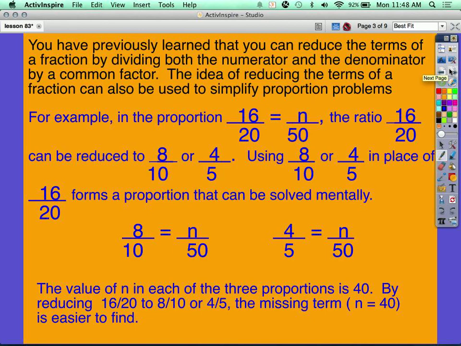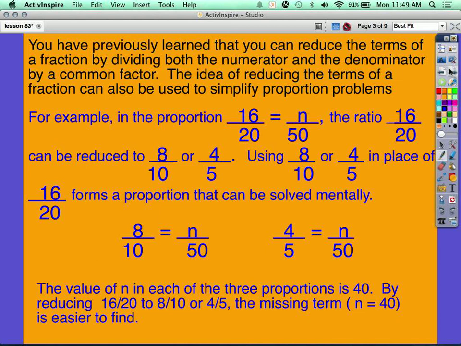You've previously learned that you can reduce the terms of a fraction by dividing both numerator and denominator by a common factor. The idea of reducing the terms of a fraction can also be used to simplify proportion problems. So for example, if we have 16 is to 20 as n is to 50, 20 doesn't go to 50 very easily, so what we're going to do is reduce in order to enlarge it. So 16/20 can be reduced to 8/10 or even to 4/5. Using one of those in place of 16/20 forms a proportion that we can solve mentally.